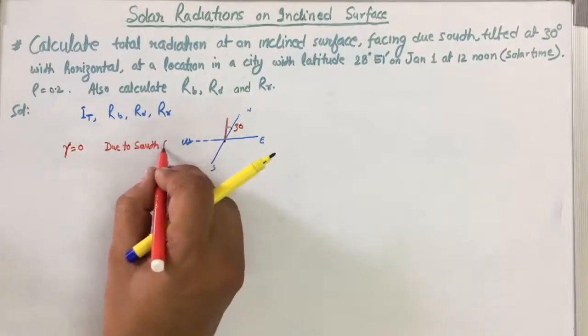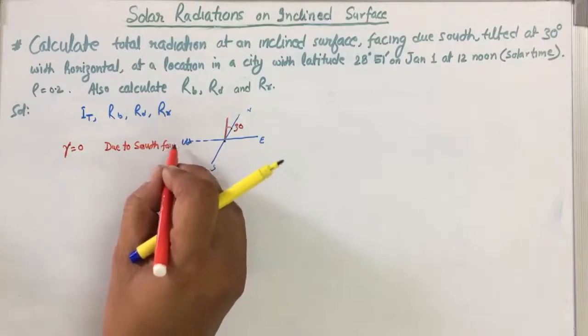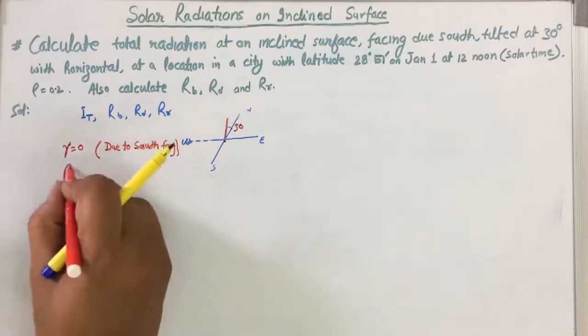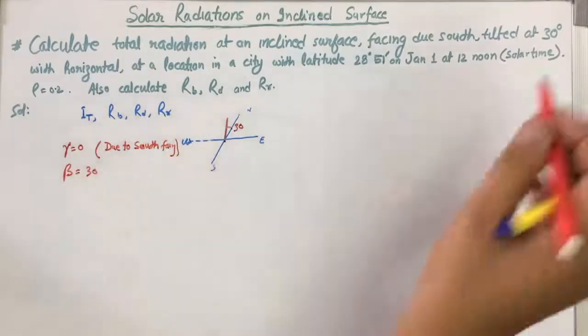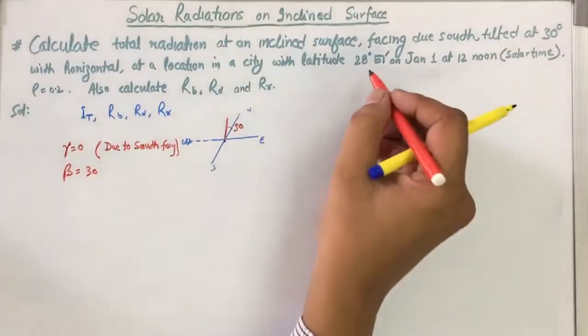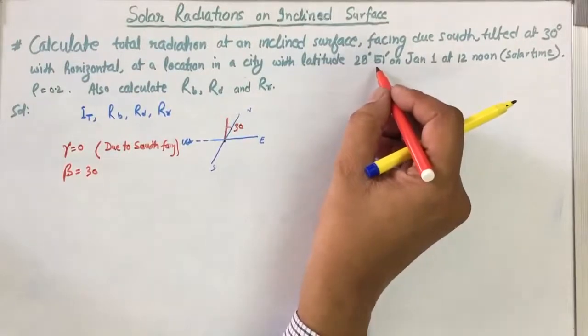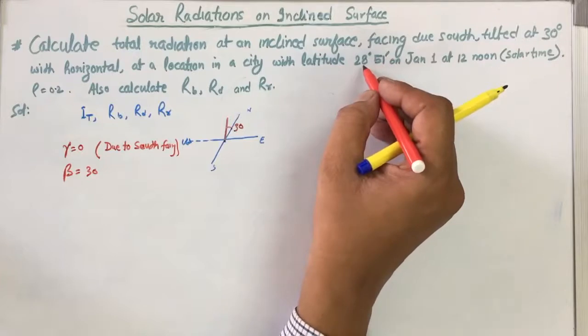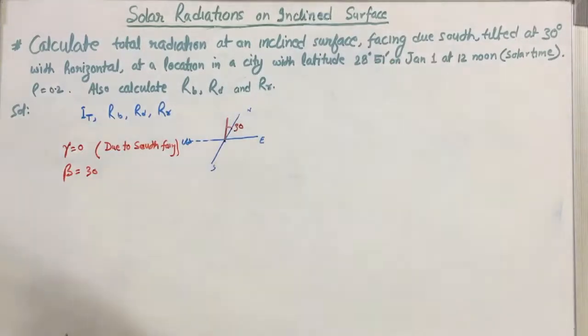South facing. Second thing, beta will be 30, tilted is given there. Latitude is 28 degree 51, this is called minute. So 28 degree 51 minute.